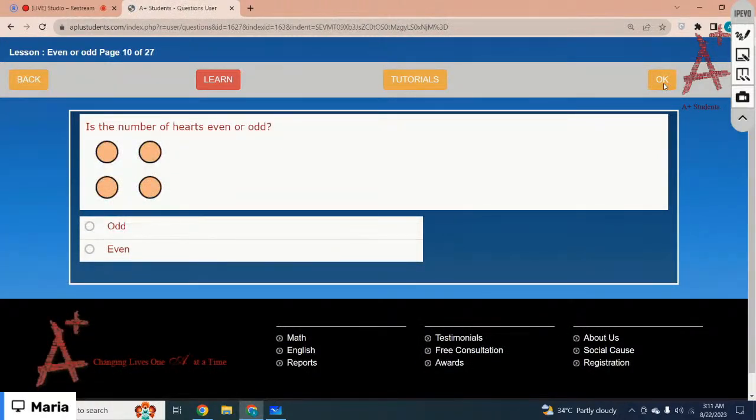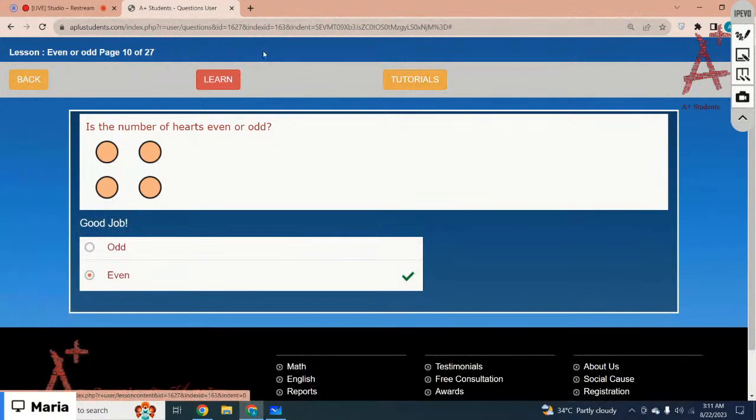Is the number of circles even or odd? They are four circles, right? When you make the pair, they make two pairs, right? That means they are even in number, right?